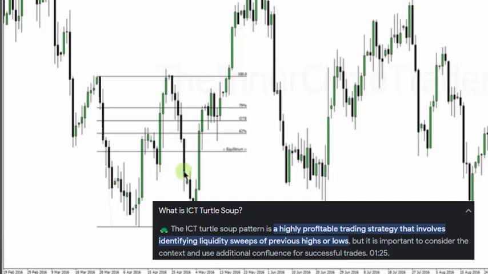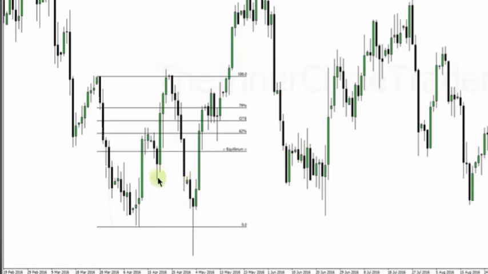Where is it going to go? Where do you take profits at? Below lows that are already established in the marketplace here and here. You can see that's exactly what the market does.